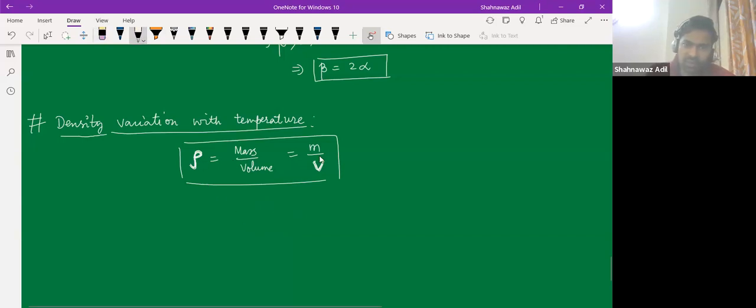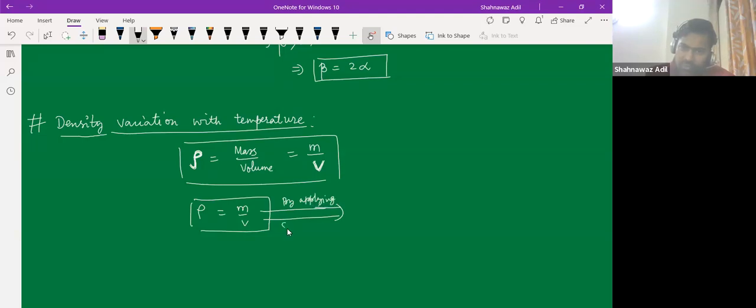Okay. So this is my original. Let's say this is my original mass and volume. And if I apply some temperature, so by applying some heat, my density has become rho prime, which is mass by volume prime. This is the thing that I need to figure out, right?